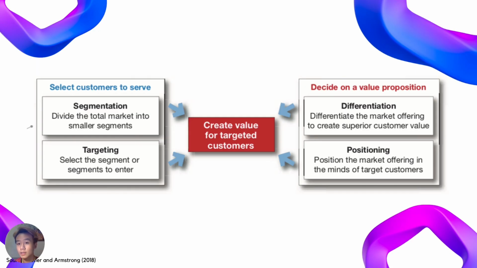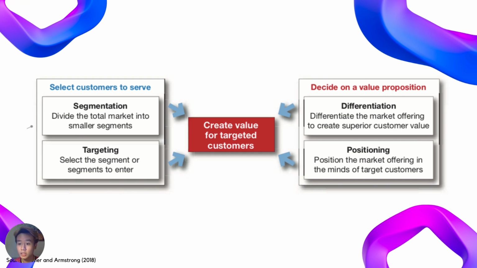So you can see in this figure, this is the customer value-driven marketing strategy. It begins with selecting which customers to serve and determining the value proposition that serves the target customers. This strategy consists of four steps.